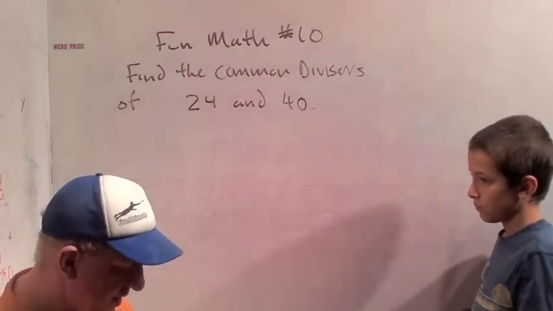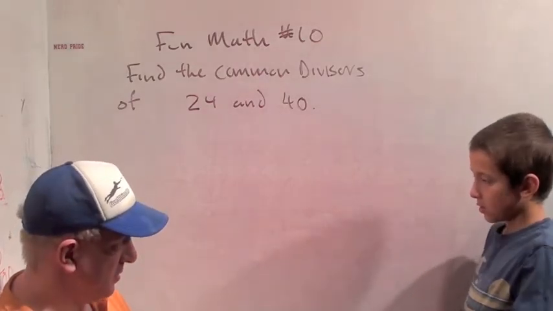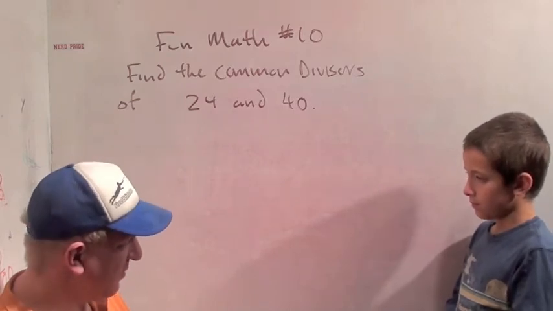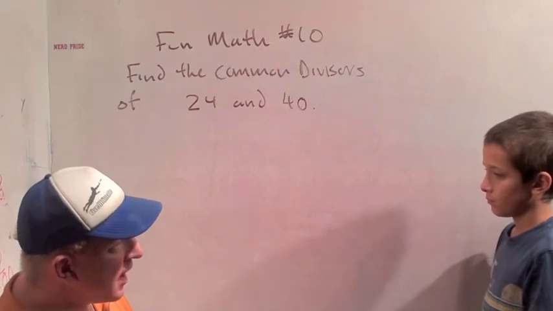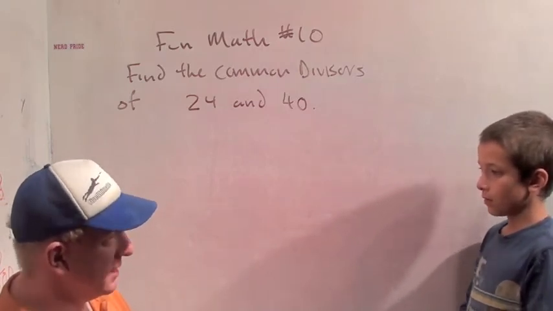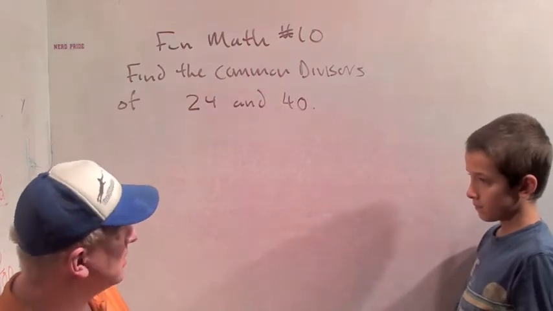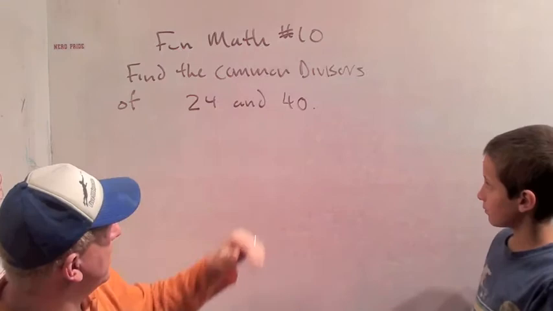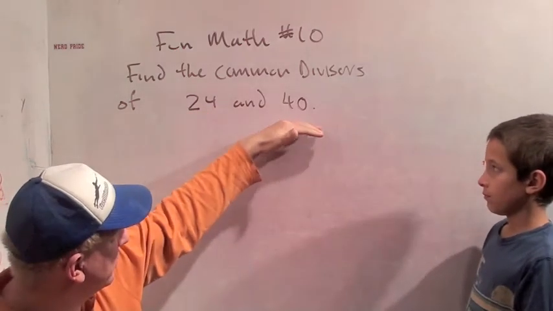So what does it mean to be a divisor of a number? It means to go into that number. So it means that we have one number that goes into another number. So for example, 5 goes into 80, right? Or 5 goes into 15 and 3 goes into 15. So when we have two numbers, one question you might ask is, what are the common divisors? So what numbers go into both 24 and 40?